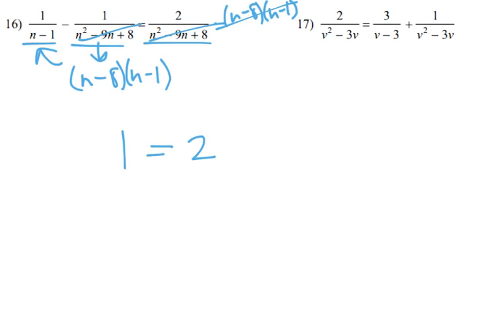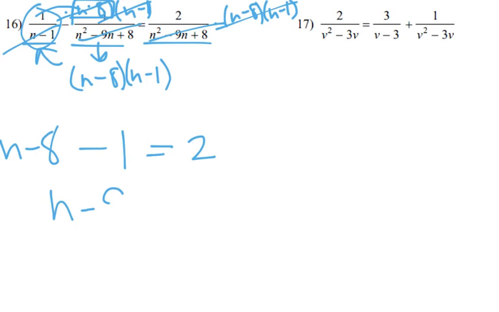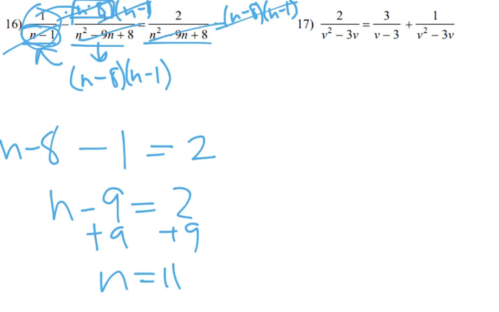So we get 2 equals 1. On this side, when we multiply by n minus 8 times n minus 1, we cancel out the n minus 1's. We're left with n minus 8 times 1, so n minus 8. So simplify to n minus 9 equals 2, add 9, and we get n equals 11. Which then, we plug in that, is that going to make it 0? Nope. Plug it into those, is that going to make it 0? Nope. So it's our answer.